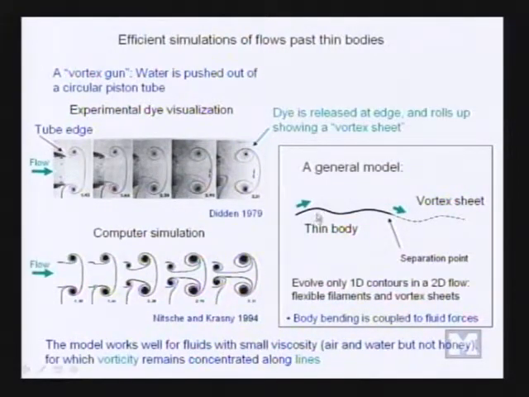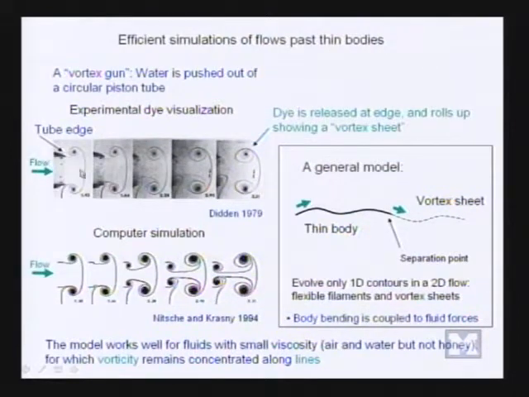So the nice thing about this model is that I'm essentially computing the motion of one-dimensional objects in a 2D fluid. So the body bends as a 1D line in a 2D fluid, and this vortex sheet rolls up as a 1D line in a 2D fluid. And despite the simplicity of this model, it actually does the same thing as real fluids.